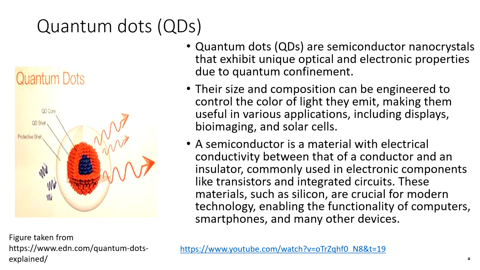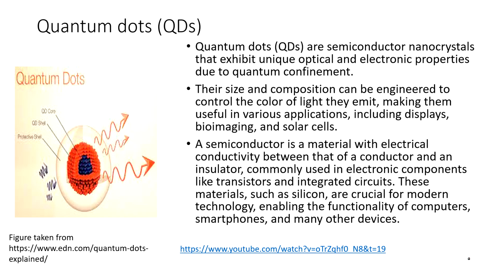So quantum dots are semiconductor nanocrystals that exhibit unique optical and electronic properties due to quantum confinement. We already have seen in detail about the nanocrystals, and there we were discussing that nanocrystals have a lot of properties which are very useful in semiconductors and in medical applications also. Their size and composition can be engineered to control the color of light they emit, making them useful in various applications including displays, bioimaging, and solar cells.